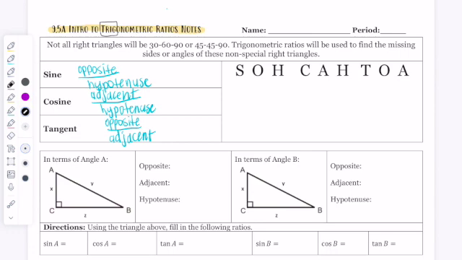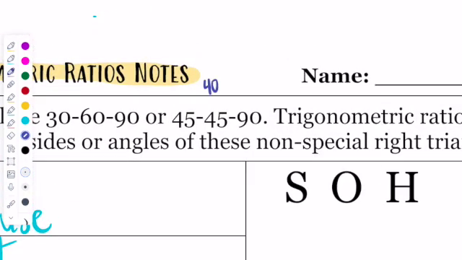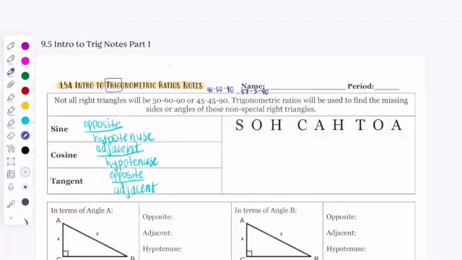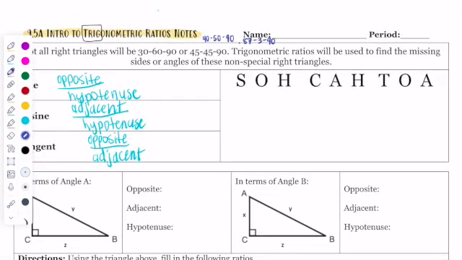So we've just learned about our special right triangles, the 45, 45, 90, and the 30, 60, 90. But not all right triangles are going to be 30, 60, 90, or 45, 45, 90. For instance, you might have a 40, 50, 90 degree right triangle. Or you might have an 87 degree, 3 degree, 90 degree triangle, okay? And so not all of them are going to be special right triangles. This is going to give us a way to find missing sides and angles in non-special right triangles. So trigonometric ratios will be used to find missing sides or missing angles.